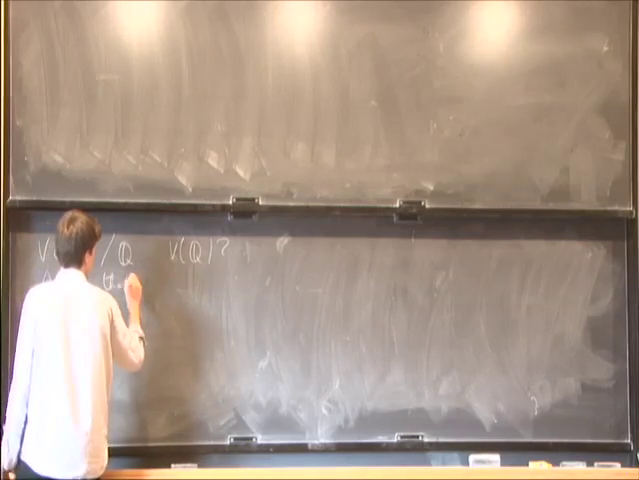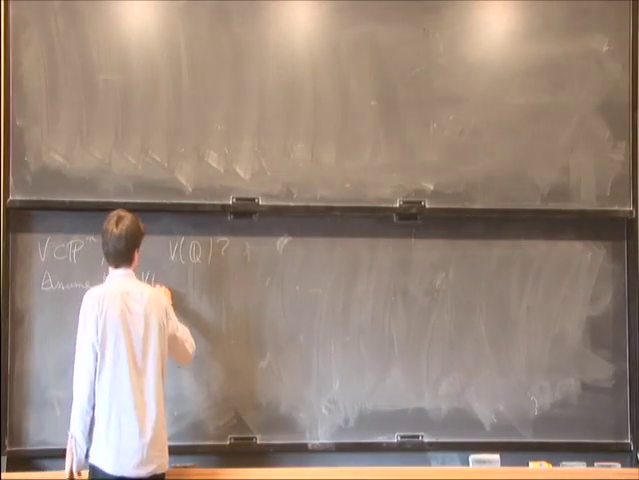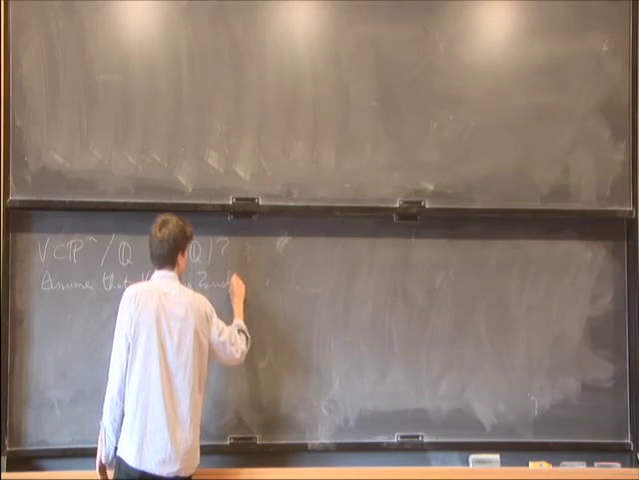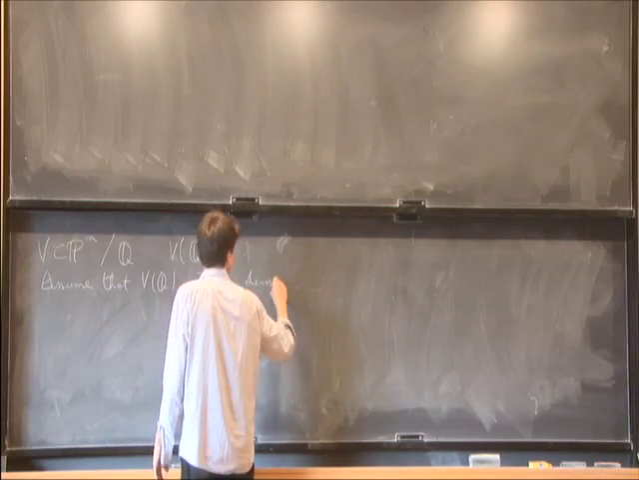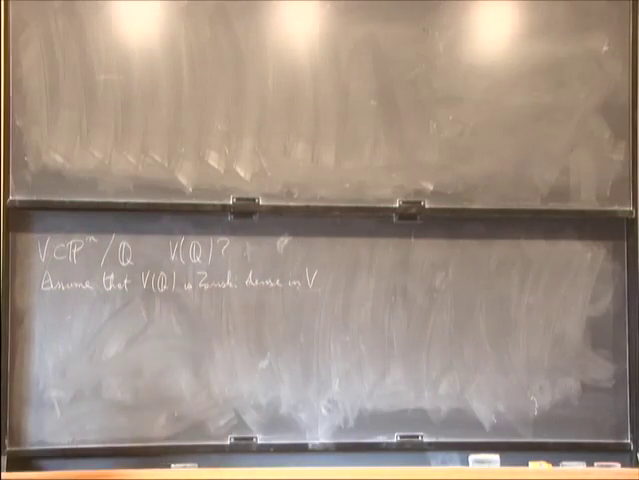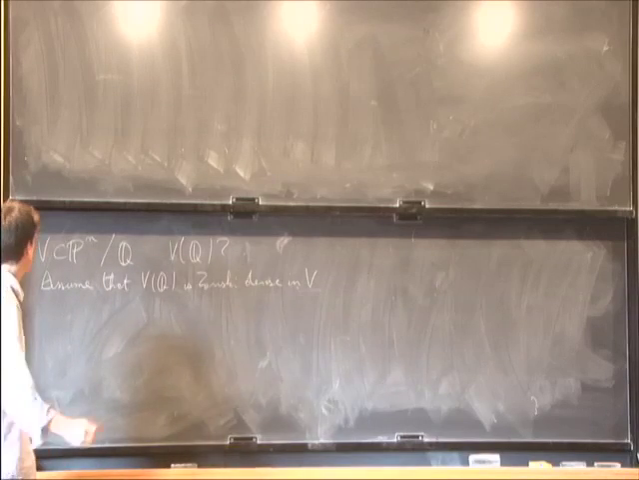So from now on, we assume that V(Q) is Zariski dense in V. So this means that they're not included in a finite union of subvarieties. And so we now have infinitely many of them. So we need a way to measure the complexity of rational points.